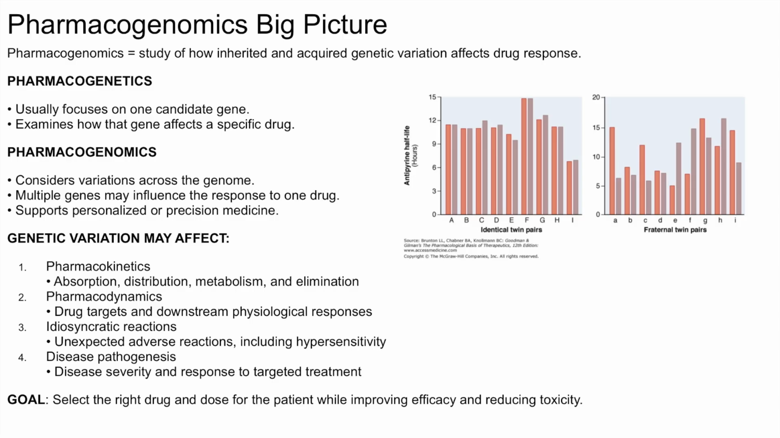The comparison between identical and fraternal twins illustrates that inherited factors can influence drug half-life. The ultimate goal is precision medicine, right? Selecting the most appropriate drug and dose for an individual while improving efficacy and reducing toxicity.